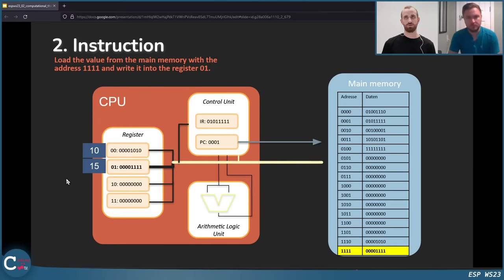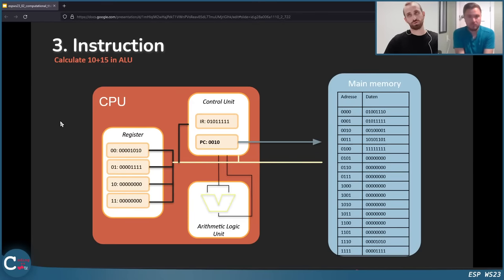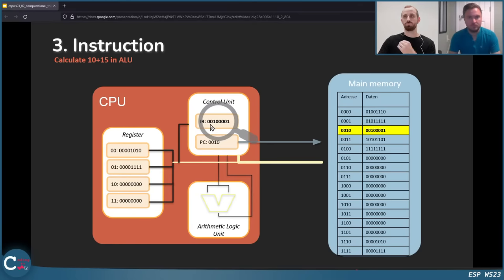So now we have both our values in the registers, and as you already said, to make calculations, the CPU needs all the information inside registers. And the next thing, maybe the most important thing if we want to add some numbers, is really to calculate 10 plus 15, and both values are stored here. So we increase the program counter again to the next address. Here is the next instruction, so we load the instruction. And as before, we look at the instruction.